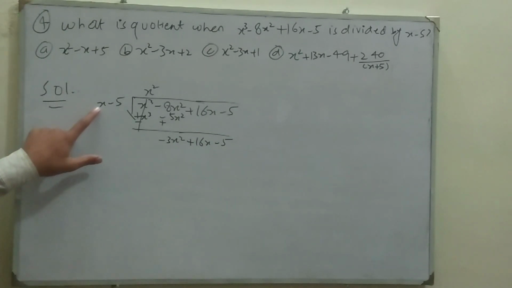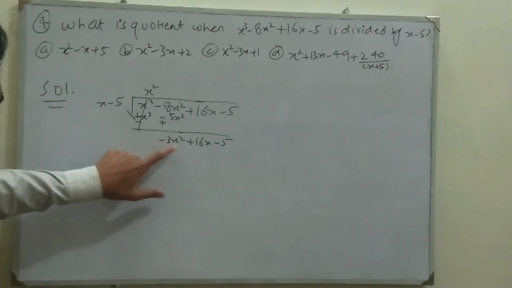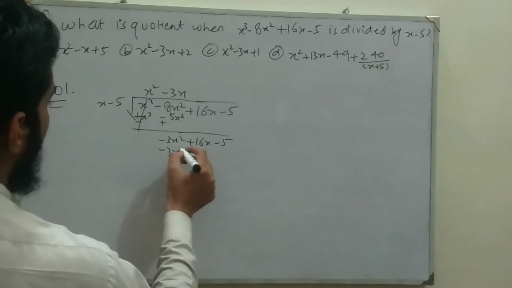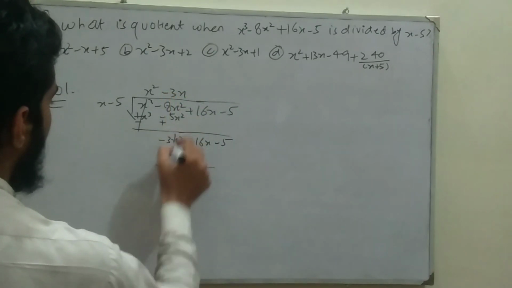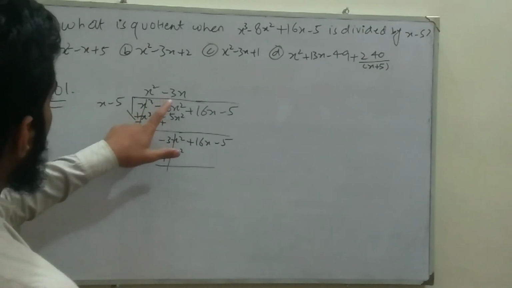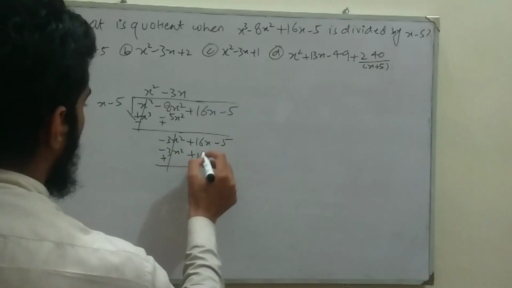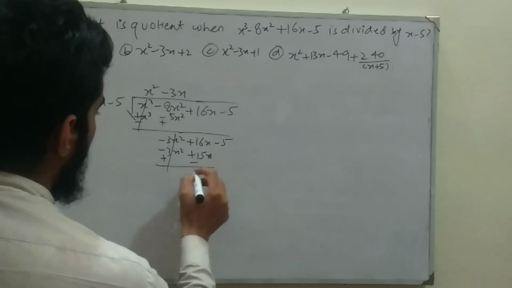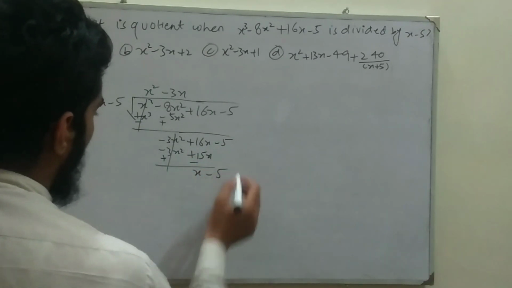Now x multiplied by minus 3x gives minus 3x squared. Taking the sign changes, minus 5 multiplied by minus 3x gives us 15x. So the sign will change, so it becomes minus. So 16 minus 15 gives us x, and minus 5 comes down the same.